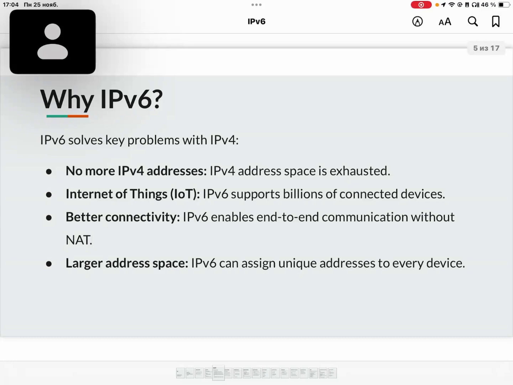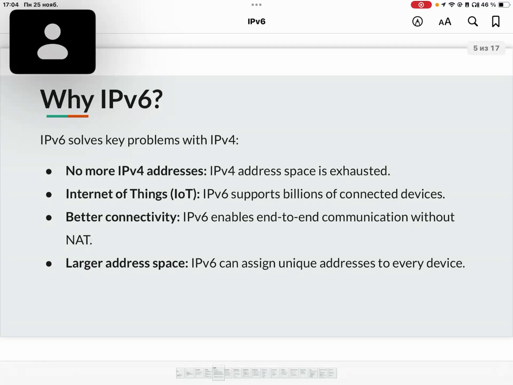Better connectivity with end-to-end communication. IPv4 heavily relies on NAT, network address translation, to conserve address space. While NAT works, it introduces complexity into networks, breaks end-to-end communication, makes certain applications like VoIP and peer-to-peer services harder to implement, and creates security concerns as NAT hides devices behind a single public IP address.